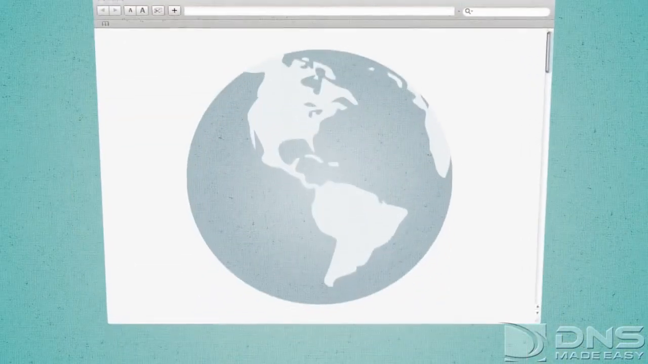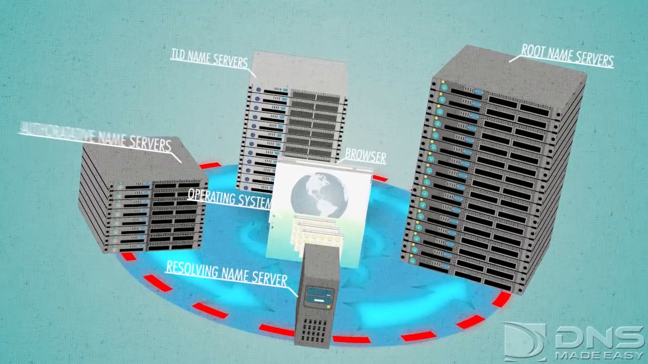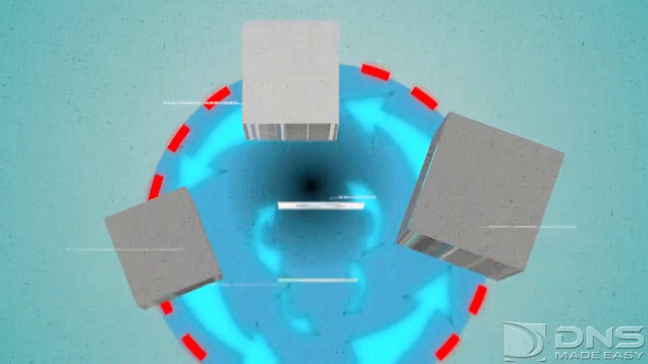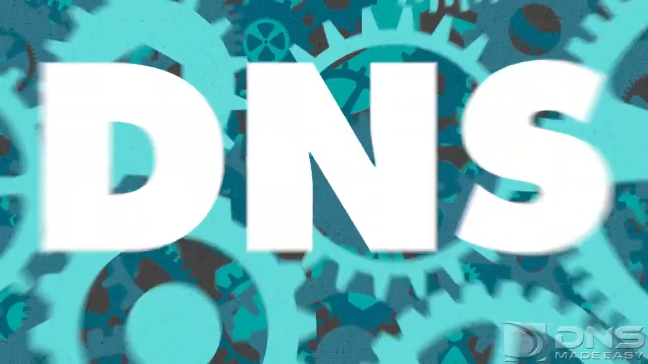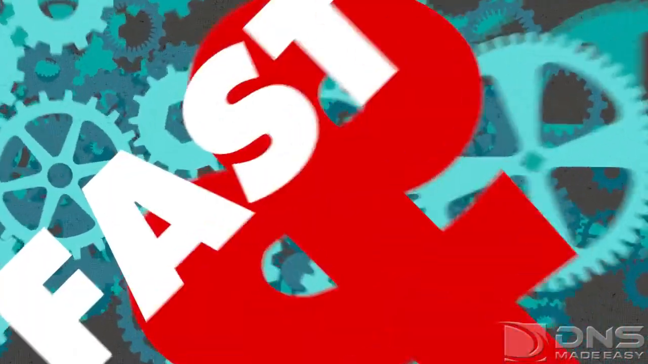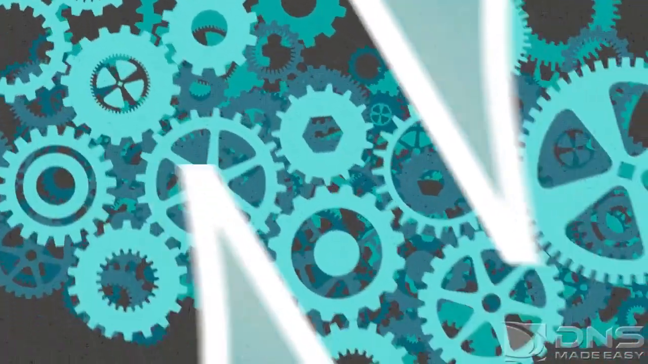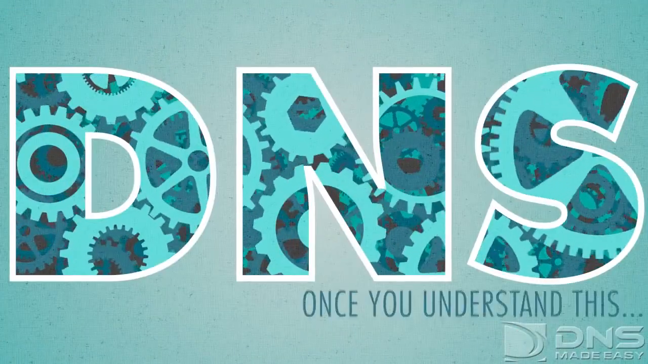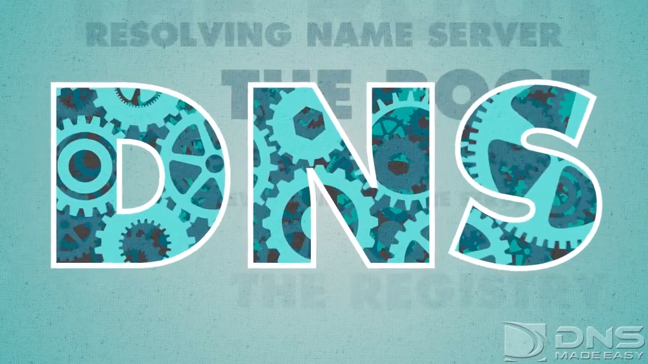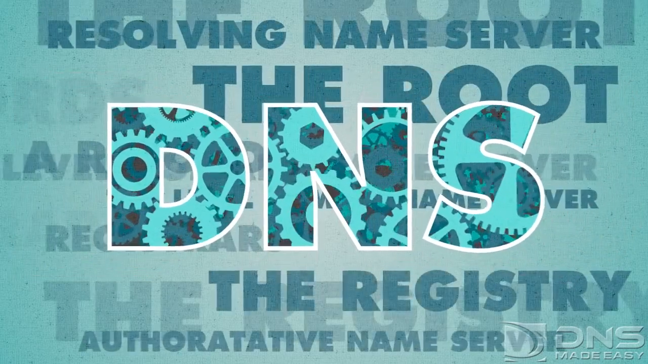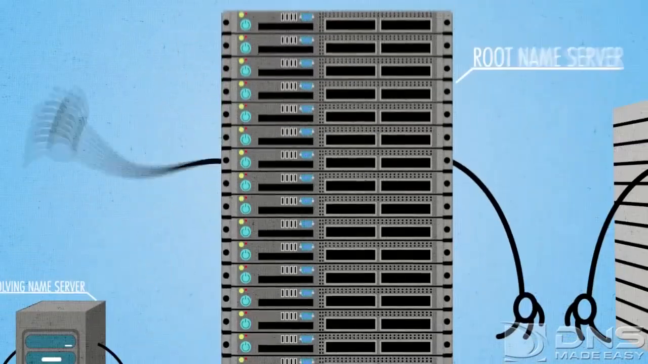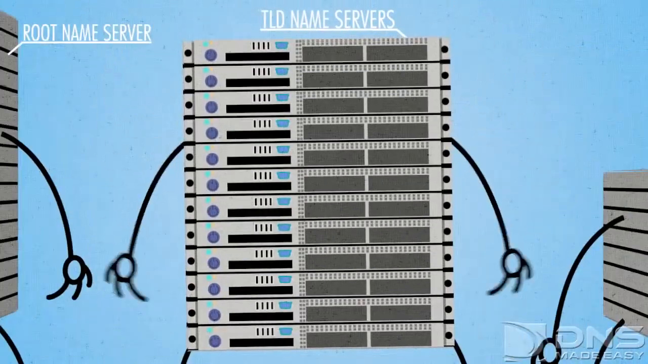www.example.com. Pretty cool, huh? While the process seems complex, and believe me, it is, this whole cycle takes less time than it takes you to blink an eye. DNS was designed to work extremely fast and efficiently. It is an integral part of the internet. Once you understand this, you can clearly see the many different facets and organizations that are responsible for a single DNS lookup. One lookup! There is a resolving name server, the root name server, the TLD name servers, and the authoritative name servers.